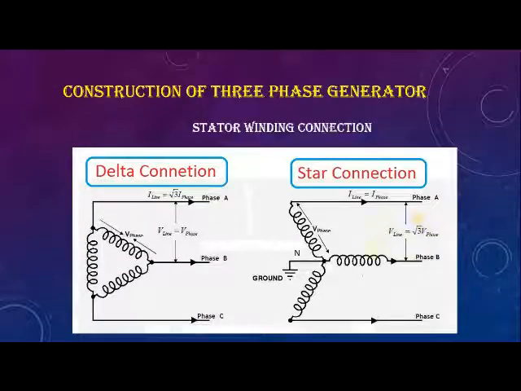And what about line current and phase current? What is line current? Line current is the current flowing through the phase conductor. What is phase current? Current flowing through the winding. The current flowing through this winding flows through the line. So in the star connection, phase current is equal to line current. Line current and phase current are the same.